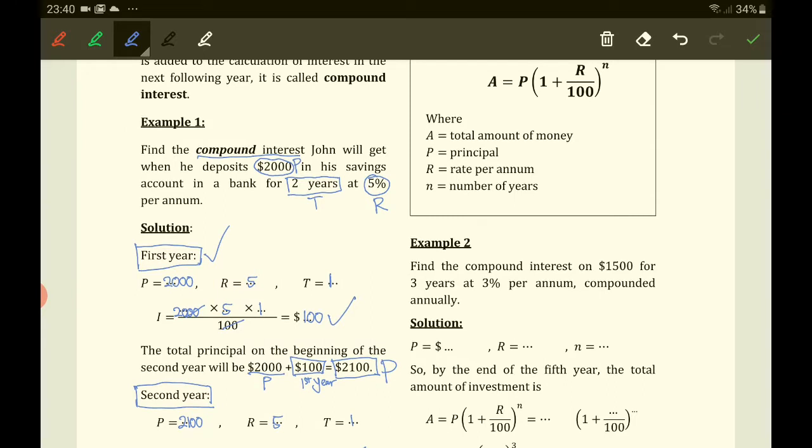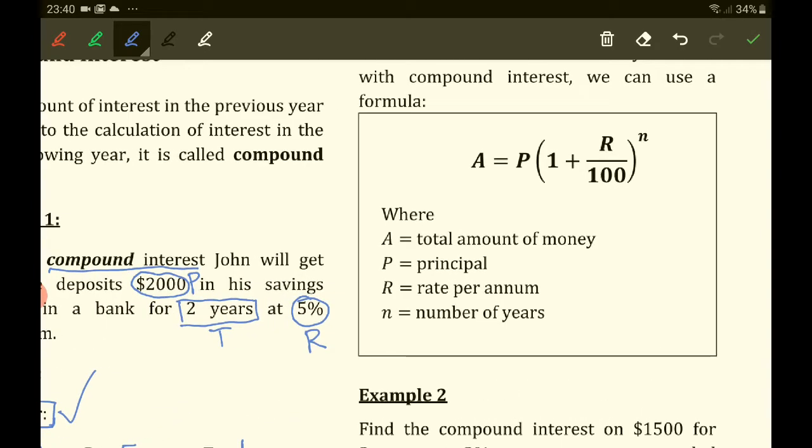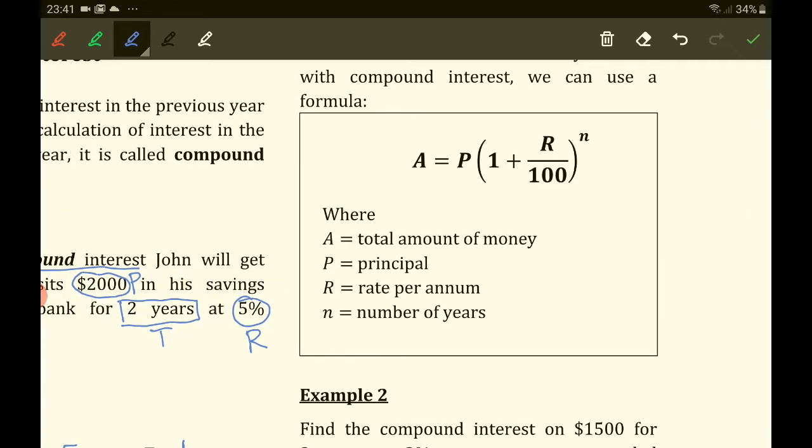I hope you understand. Now we go to example 2. But before we go to example 2, I want you to know that there is a specific formula for compound interest. This is the formula to make your life easier, because it is a faster calculation if you use this formula.